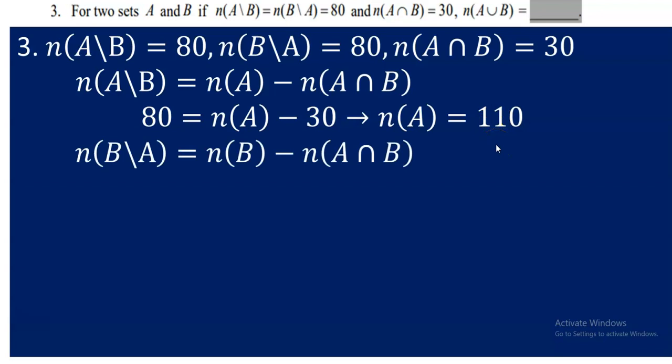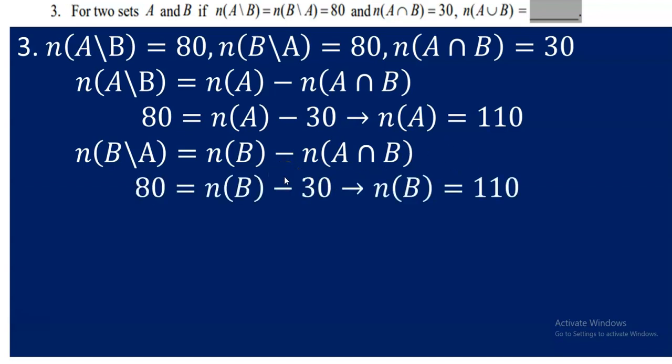And proceeding to the next one, the number of B without A is the same as the number of B minus the number of A intersection B. So as can be shown here again, look, the number of B without A is 80, the number of B is unknown, and the number of A intersection B is 30. So the number of B can easily be obtained by just taking minus 30 to the left. So the number of B is 80 plus 30, which actually is 110 too. So the number of A and the number of B are known, right? So the number of A intersection B is also determined. It is 30.